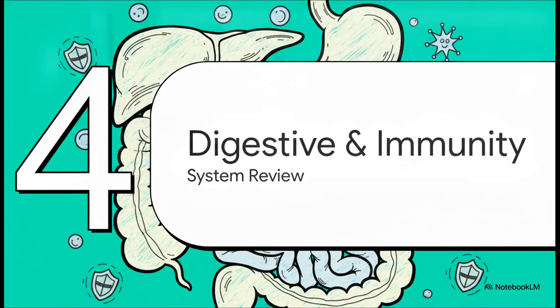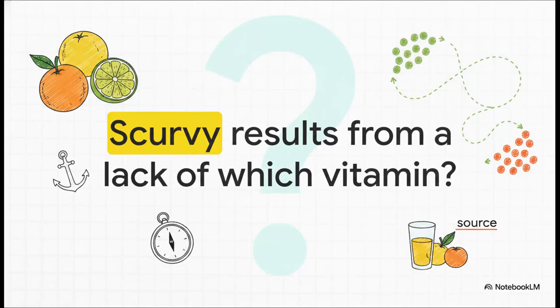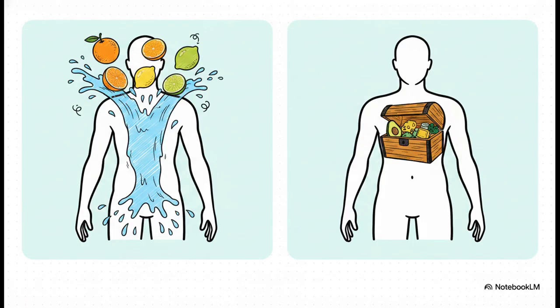Section 4. The digestive system and immunity. Let's keep the momentum high. Here's a fairly straightforward one that shows up all the time. Scurvy results from a lack of which vitamin? A, E, C, or K? The answer is vitamin C.